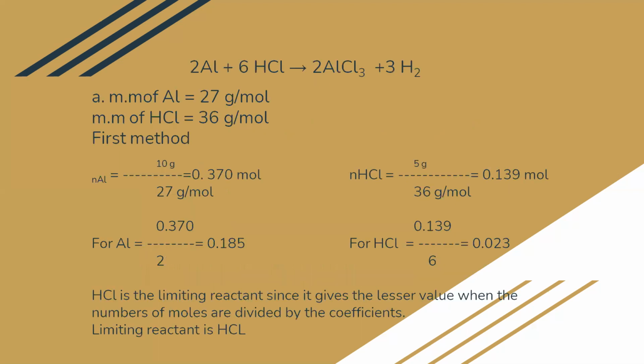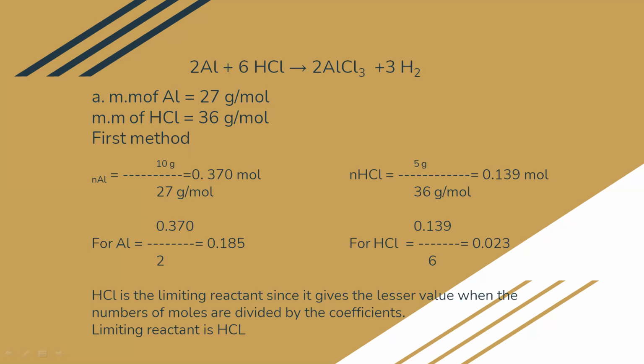So first, what we're going to do is balance the equation. We're going to put a coefficient 2 here. We have 6, 2, and 3. So let's check. Aluminum for the reactants is 2, and aluminum for the products is 2. We have hydrogen 6 for the reactants, and hydrogen 2 times 3 is 6 for the products. And we have chlorine 6 for the reactants, and 3 times 2 for the chlorine for the products. So it's equal.